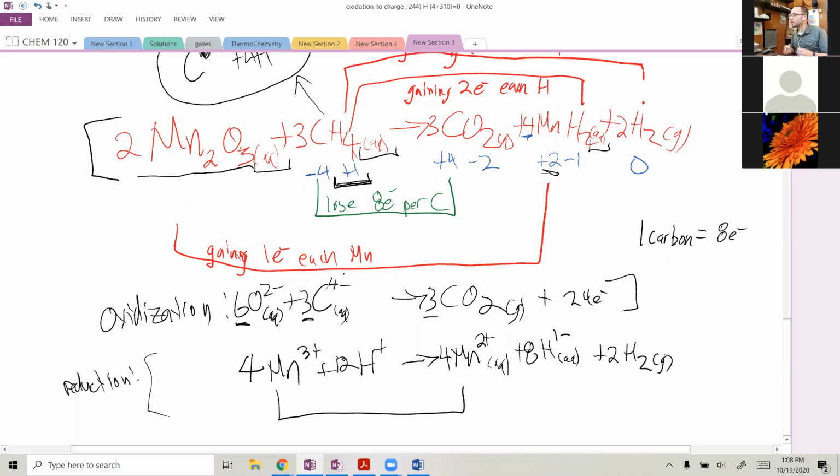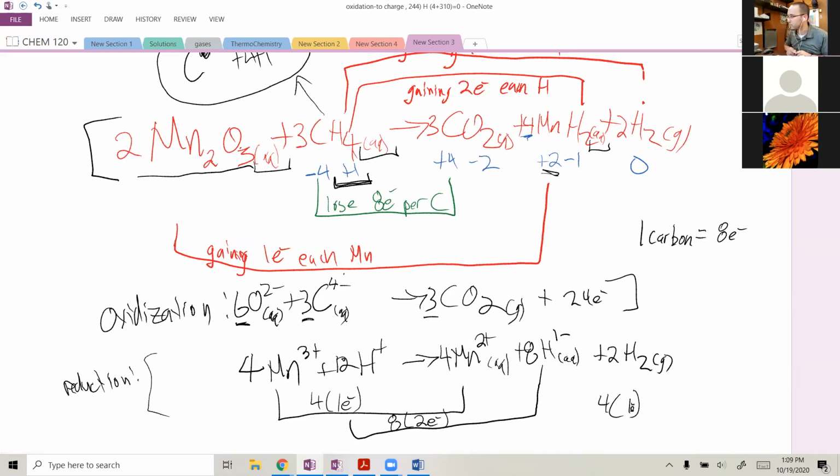And so one way to do it is to go through and look at each one. So for our manganese, we had 4 of them, and each one needed 1 electron. For this one here, we have 8 of them, and each one needs 2 electrons. And this one here, we have 4 of them, and each one needs 1 electron. How many total electrons does that come out to?